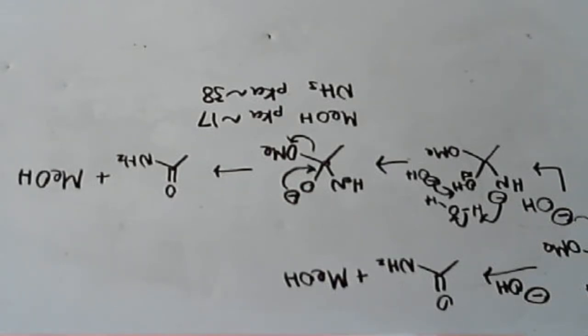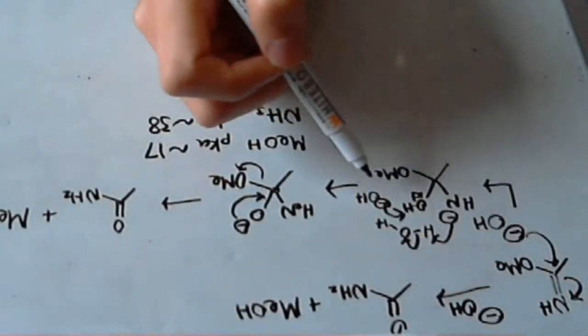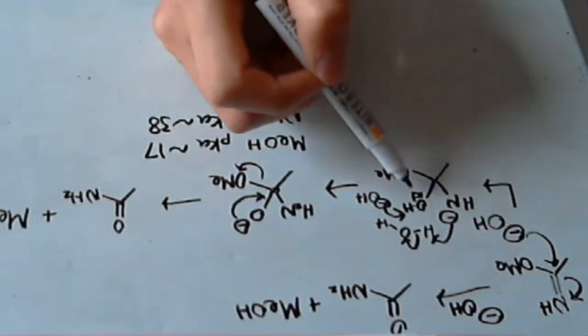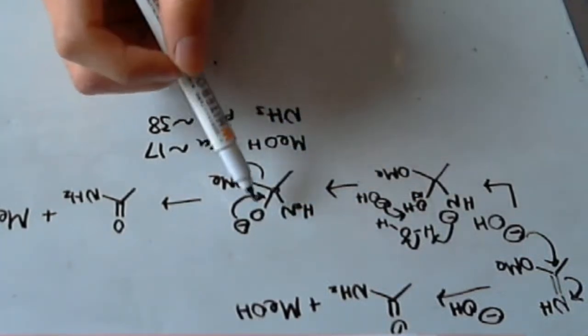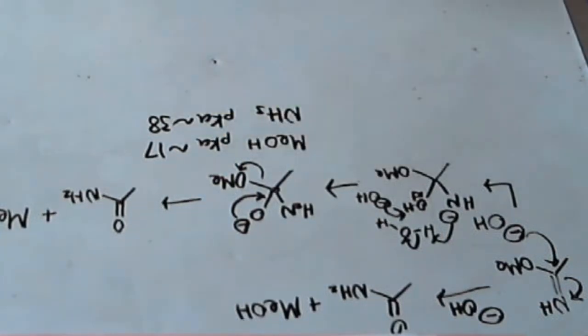So hopefully that was clear. Hopefully that helped. The real only tricky part was this proton shuffling. Once we had that proton shuffling, the tetrahedral intermediate was pretty straightforward.